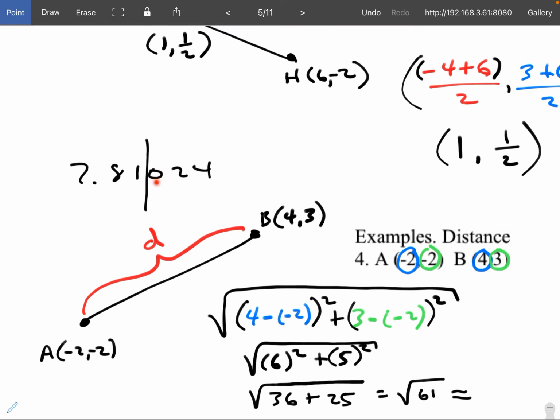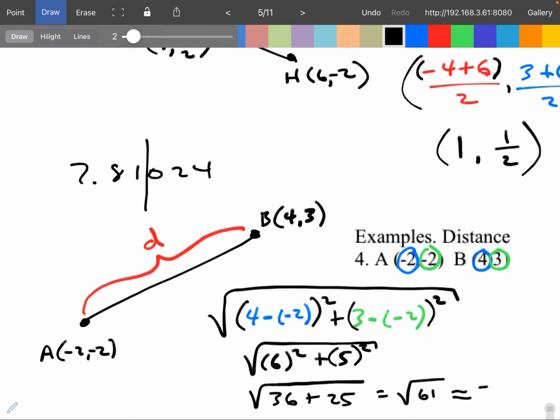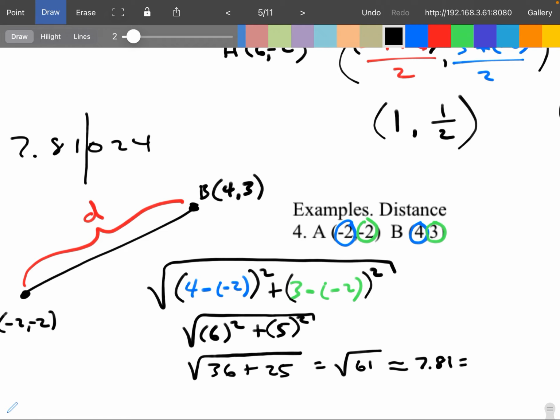So the square root of 61, now they'll tell you to round off in the book. We're going to round off to the nearest hundredth. So I got 7.81024. We're going to round off right here. We're going to keep 2 digits after the decimal point. So we look at that next digit right there. If that number is 5 or larger, then we would round up. So this one we don't round up, right? It's just 7.81. The square root of 61 is the exact answer. 7.81 is a round off. So that's your distance.